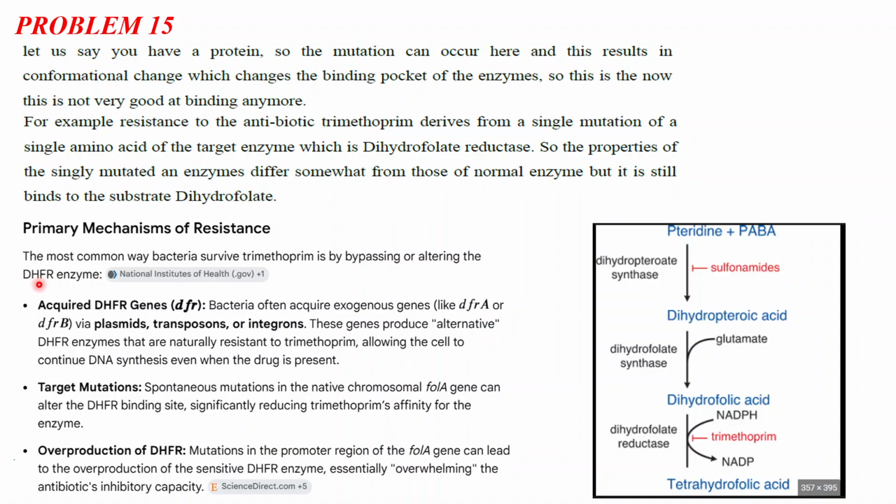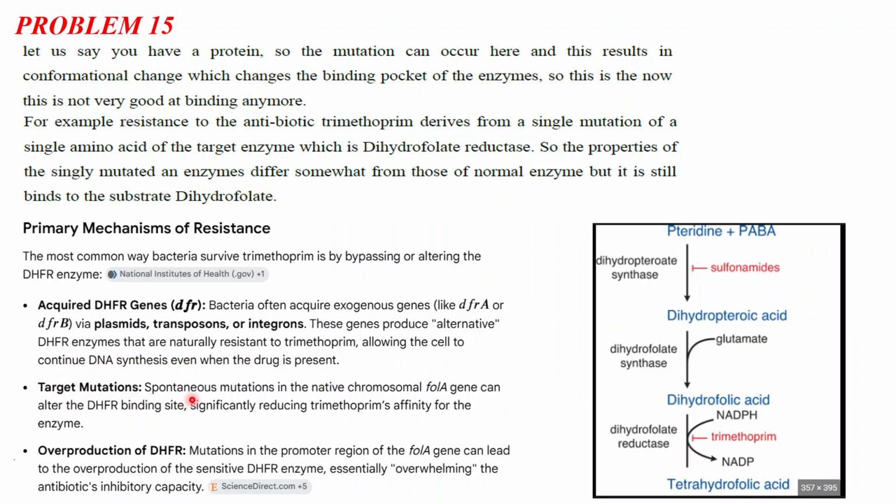The primary mechanism of the resistance of trimethoprim basically is the most common way the bacteria survive trimethoprim, by bypassing or altering this DHFR enzyme. Acquired DHFR gene: bacteria often acquire exogenous genes via plasmid, transposon or integron. These genes produce alternative DHFR enzymes that are naturally resistant to trimethoprim, allowing the cell to continue DNA synthesis even when the drug is present.